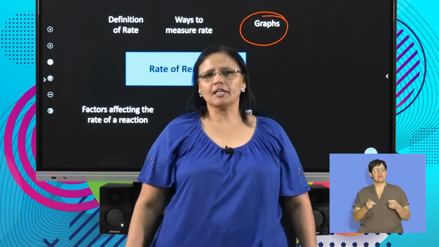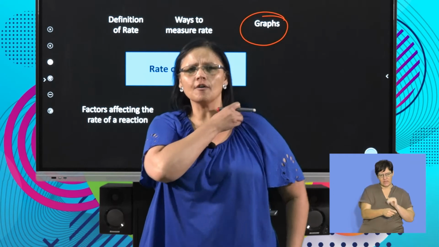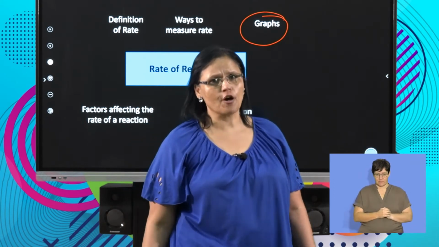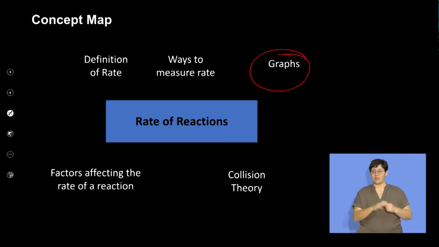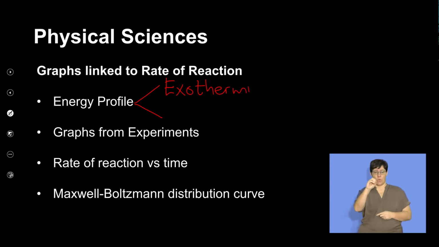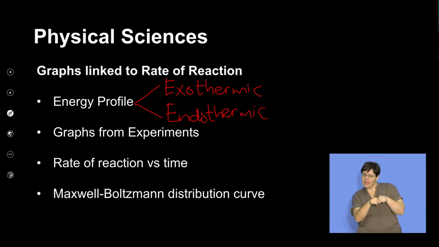Now when we look at rates of reactions and the graphs that we will look at here, there are 4 different types of graphs that we can talk about. Firstly, we have the energy profile graphs, where we can remember we have the exothermic and the endothermic graphs. We also have the graphs that we draw because of experimental data.